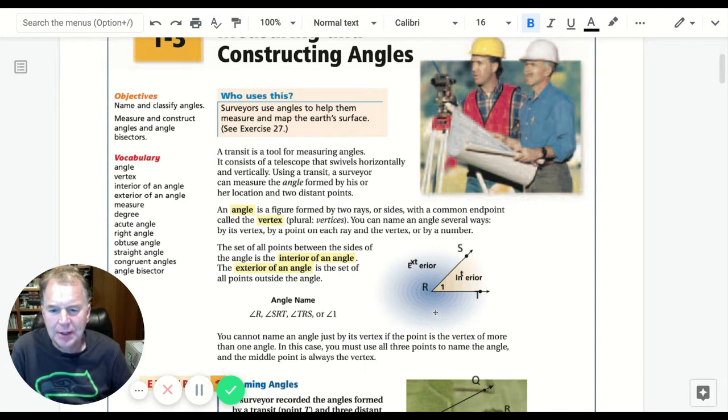The important thing is that when you name an angle, we usually name it with 3 points. When you name an angle, the vertex must be in the middle. That's this point right here, the R. So that's where the two rays that form the angle meet. You always have to put the vertex in the middle. SRT is okay, angle. Put an angle symbol in front of it, like here. Or you could say angle TRS.